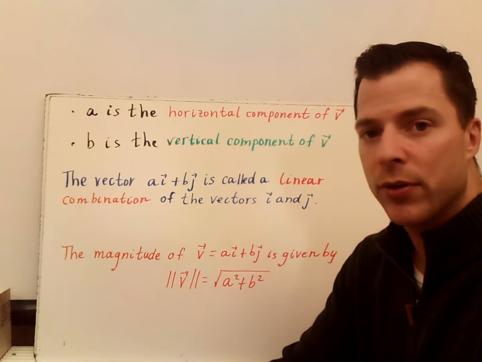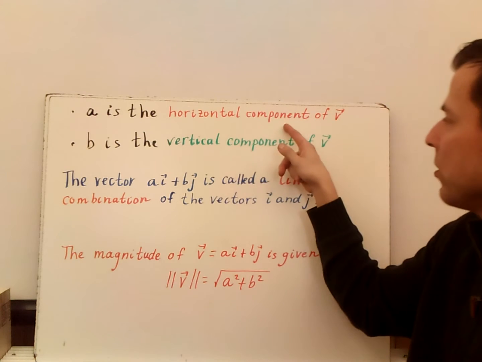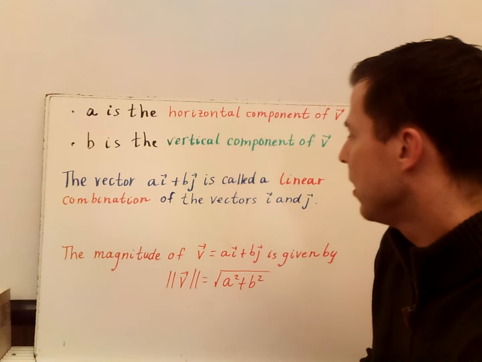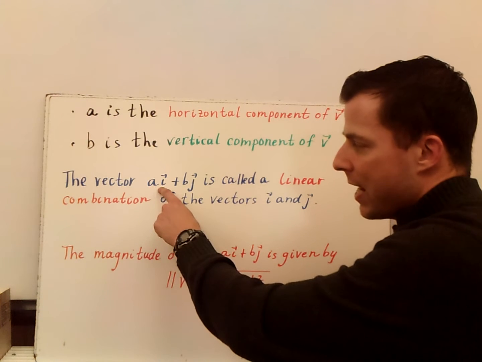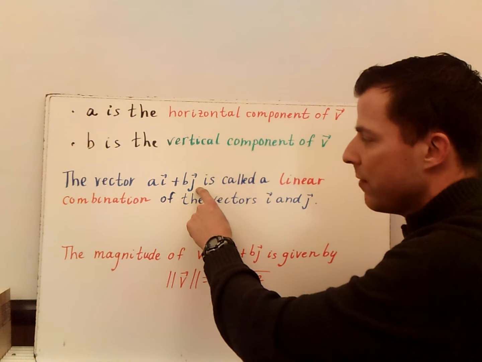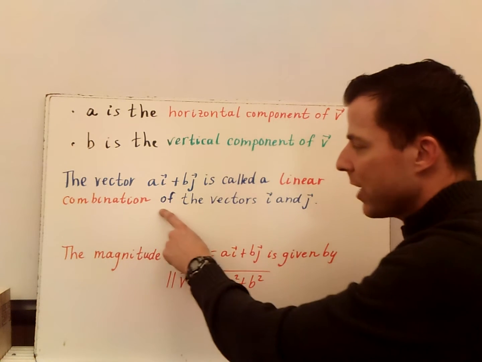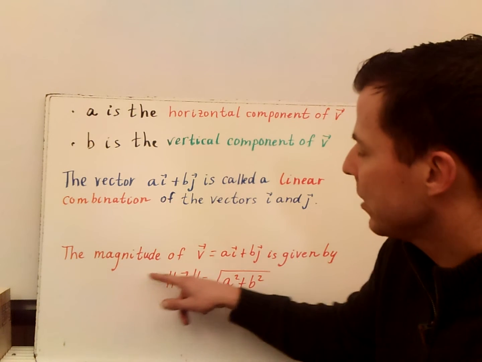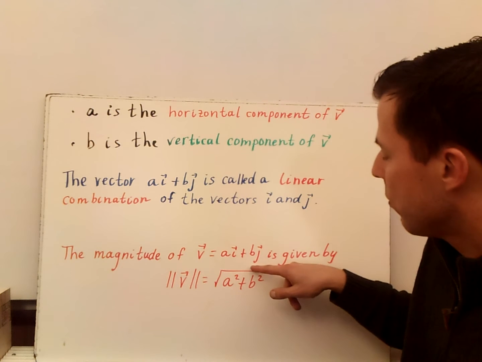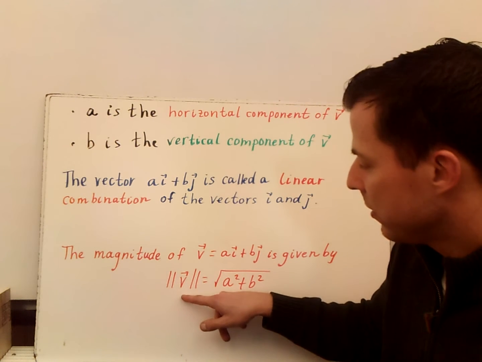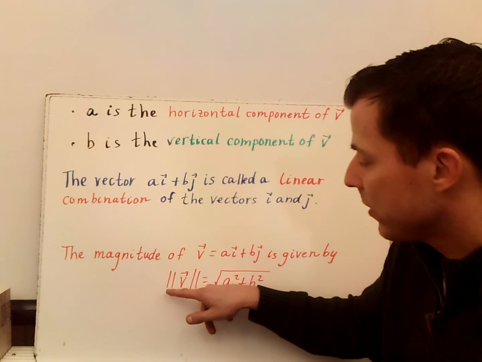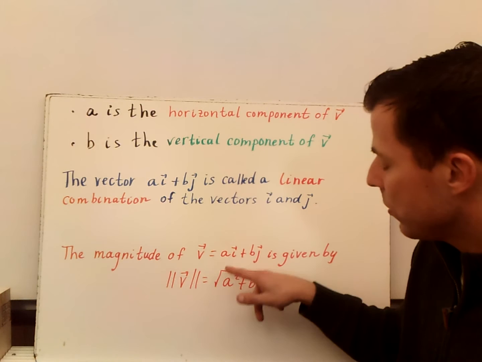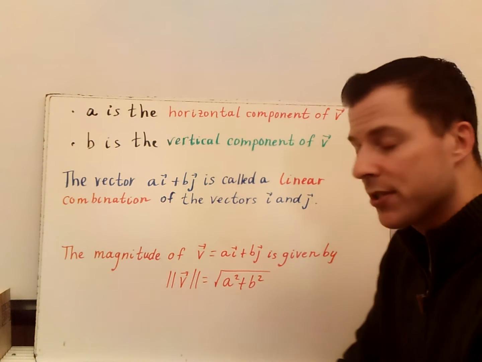When we talk about the components of the vector, a is going to be the horizontal component of the vector. b is going to be the vertical component of the vector. So the vector ai plus b times j is called a linear combination of the vectors i and j. The magnitude of vector v in linear combination form is given by double bars around v, almost like the absolute value, and it is equal to the square root of a squared plus b squared.